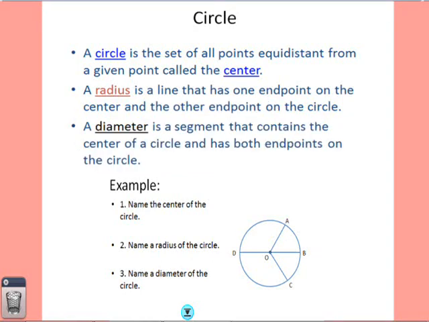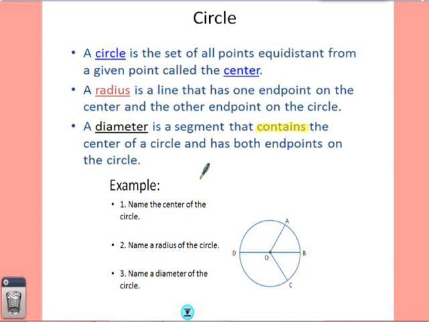And a diameter. A diameter is a segment that contains the center of the circle. This is probably where sometimes students get confused, is that they forget that the diameter has to contain the center of the circle and has both endpoints on the circle. So just a couple quick examples here.